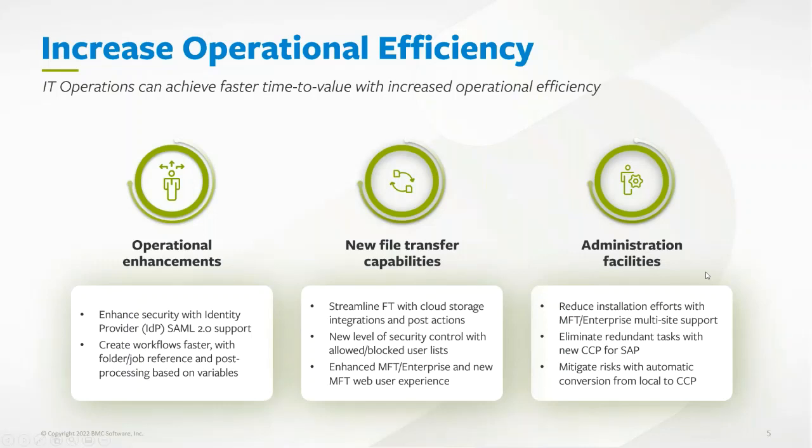Administration facilities include all those features that reduce the deployment and configuration effort. For example, there is a new centralized connection profile for SAP jobs, in addition to all the centralized connection profiles introduced by Control-M 20 version. And there is an interesting and important utility to automate the conversion from local to central connection profiles that reduces the conversion risk and errors.